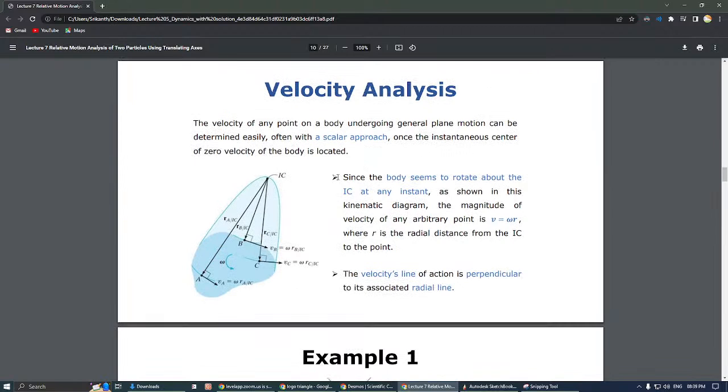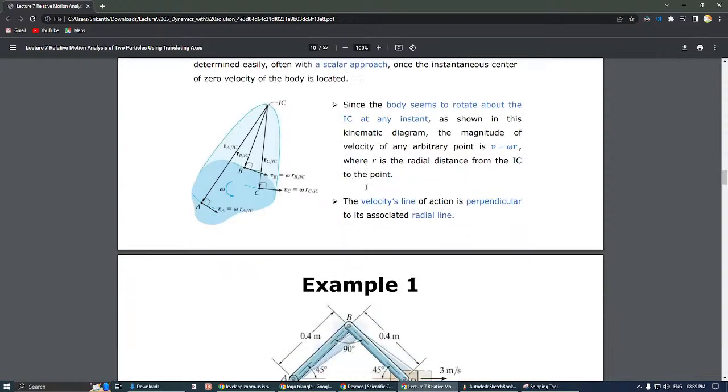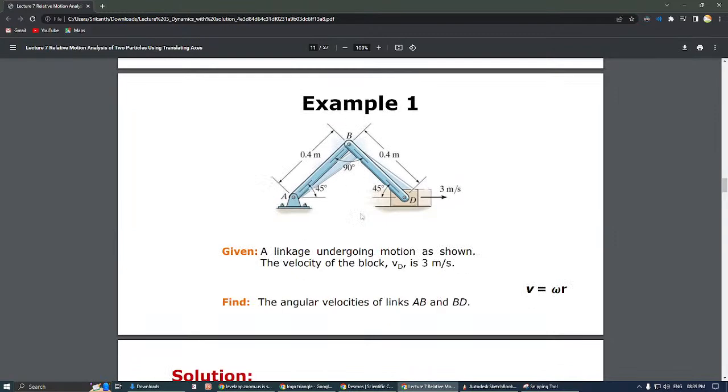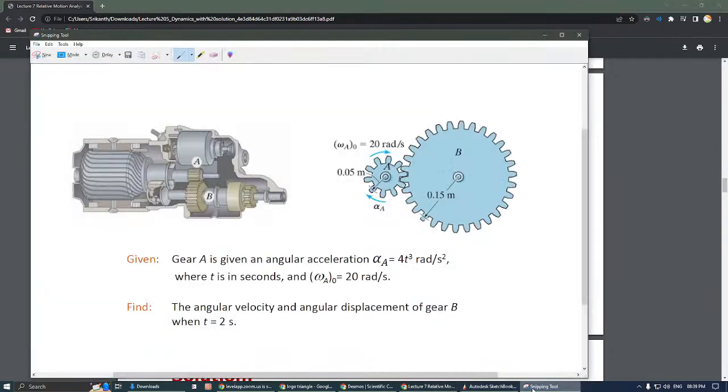Then we have another body here. 3 velocities are known. This is what we get here. So here we have an example. Ready?